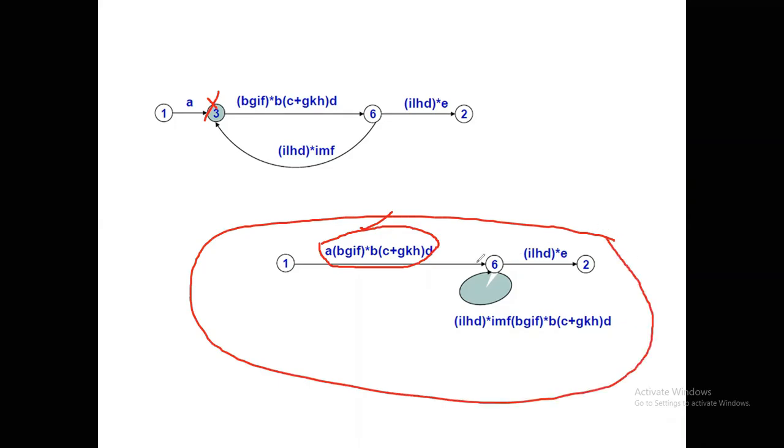At the end of this algorithm, we check whether there is only one node between the entry node and exit node. This is the entry node and this is the exit node. Yes, there is only one node, so stop the algorithm. Now this is the final path expression for this flow graph. Okay, I hope you all understand the path reduction algorithm.